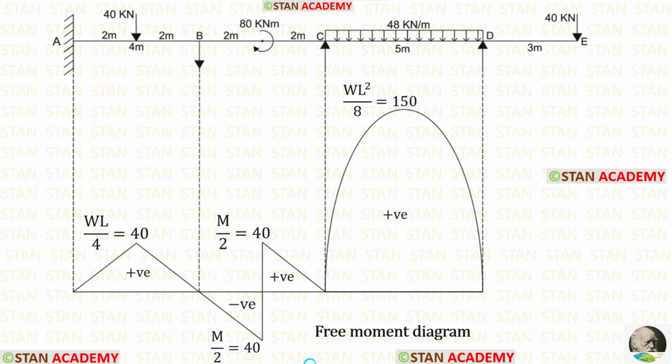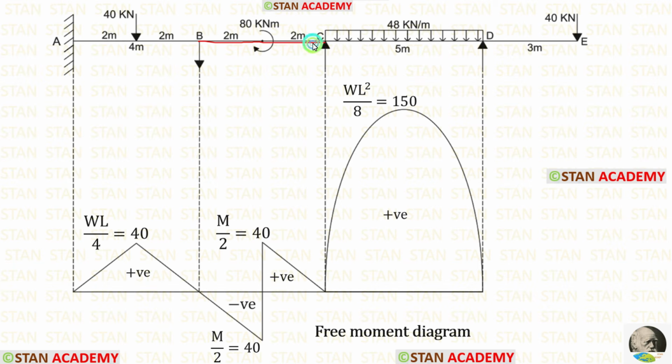Now let us draw the free moment diagram. For drawing the free moment diagram, we have to consider every span as a separate simply supported beam and calculate the bending moments. First, let us take the span AB. In the span AB, there is a point load acting in the center. If in a simply supported beam, point load is acting at the center, the formula for calculating the maximum bending moment is WL upon 4. Using the formula, we are getting 40.